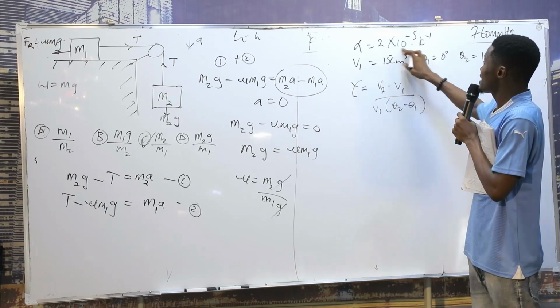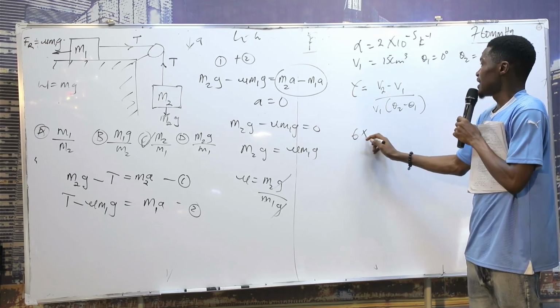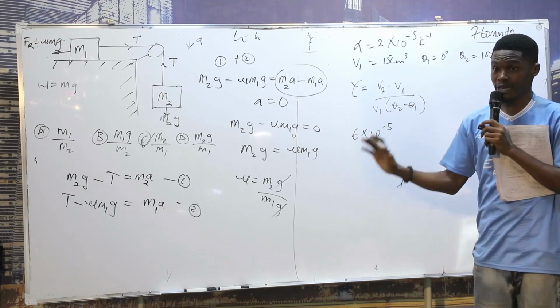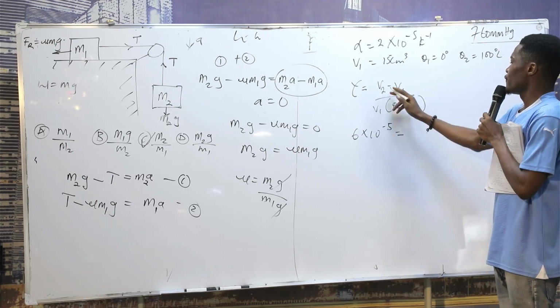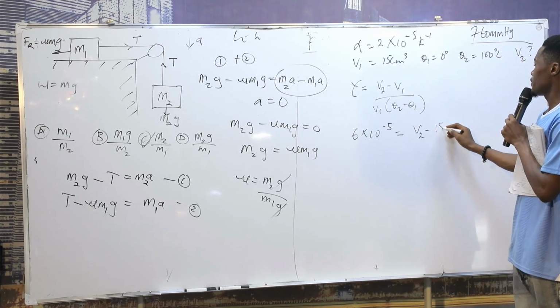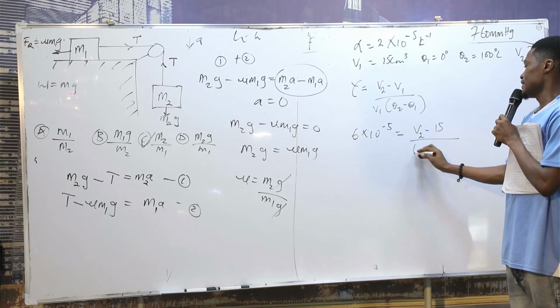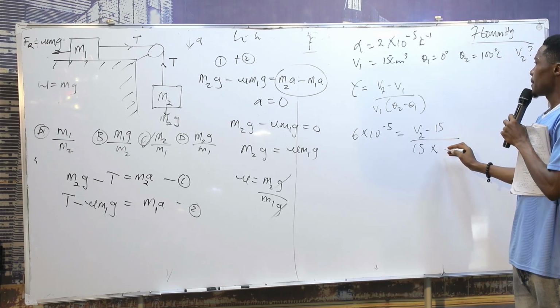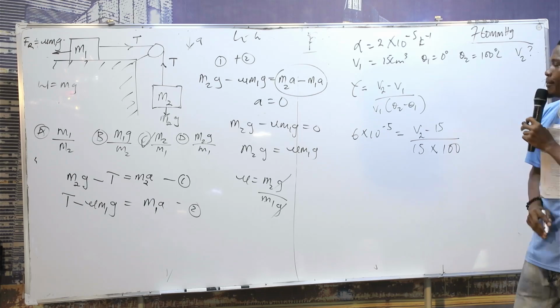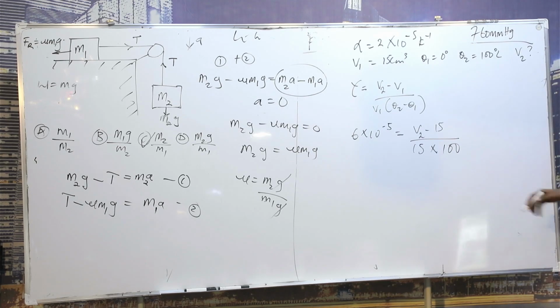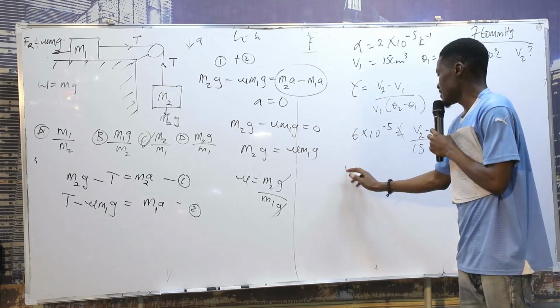So if I multiply this by 3, what will I have? 6 times 10 power minus 5. Deal? Good. Equal to V2, which is what I'm looking for, minus 15 over V1, which is 15. Change in temperature is what? It is 100, because 100 minus 0 is 100. Or you cross multiply for me. Please get me an answer, sharp, sharp.